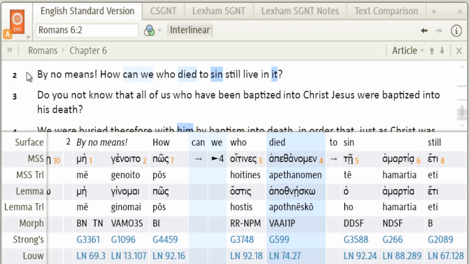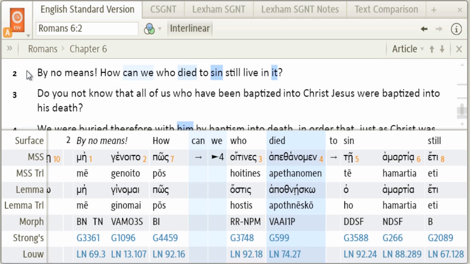These are words like sin, love, grace, and faith, for example. This use of the dative limits or focuses the action of the verb to a specific point of reference. Romans 6:2 reads, "By no means. How can we who died to sin still live in it?"